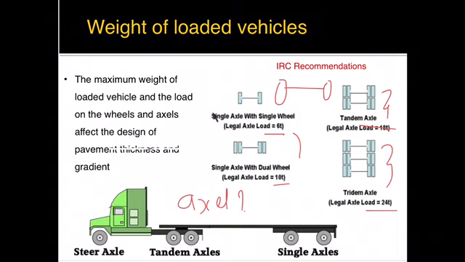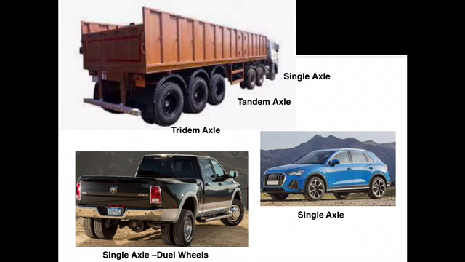If the vehicle is carrying a single axle with a single wheel, the maximum load carrying capacity is restricted to 6 tons. Similarly, if you have tandem axles, the maximum legal axle load is 18 tons. If you have a single axle load with dual wheels, the load carrying capacity is 10 tons, and if you have trident axles, the load carrying capacity can be increased up to 24 tons. So, what is a single axle, multi axle?